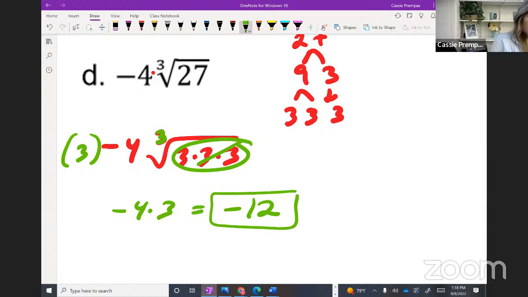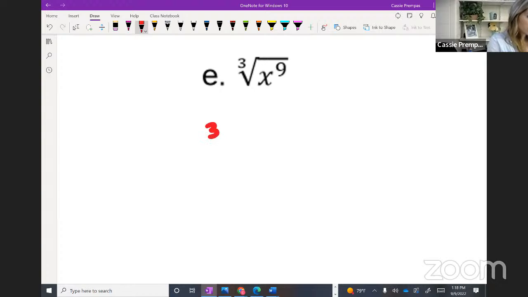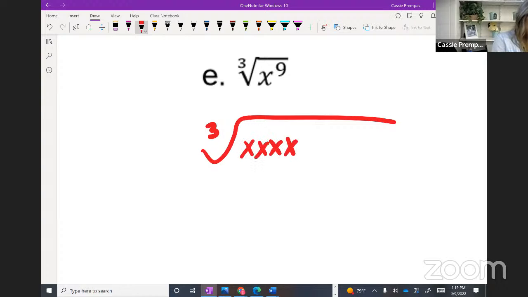Let's do a variable one. Letter E. The cubed root of x to the 9th. Some of you know that x to the 9th is a perfect cube. If you don't know, you could just draw it out. How many x's are in x to the 9th? 9: 1, 2, 3, 4, 5, 6, 7, 8, 9.